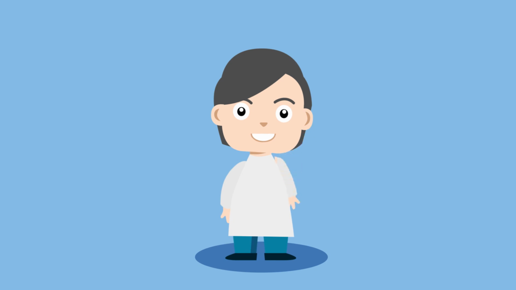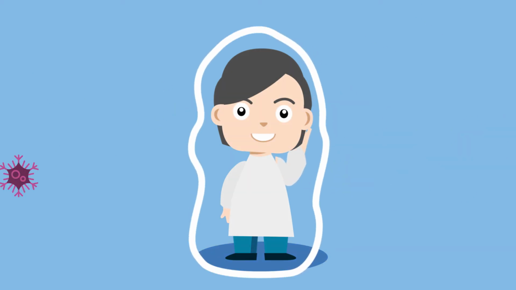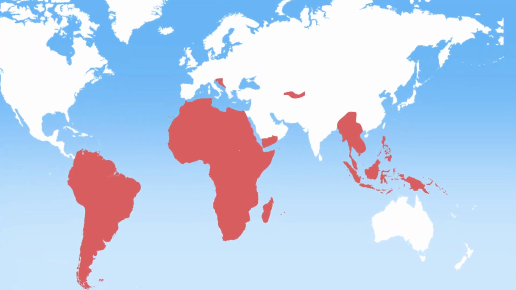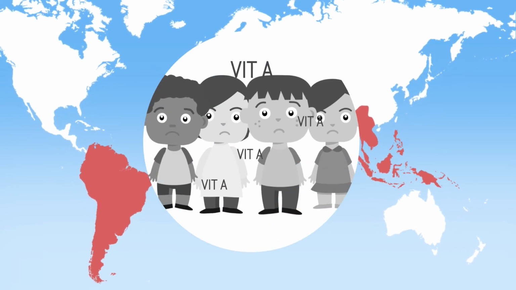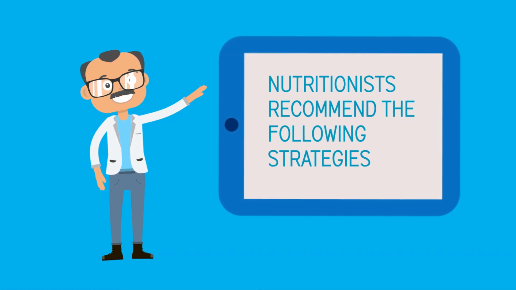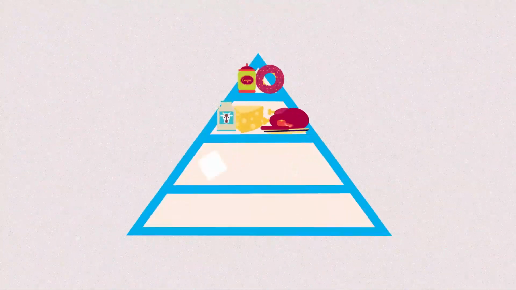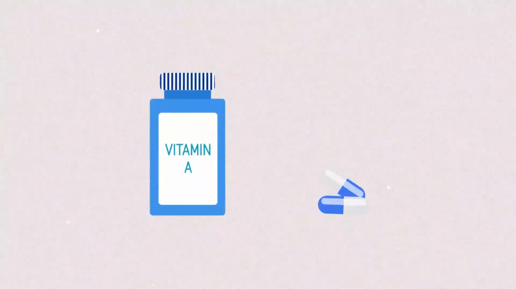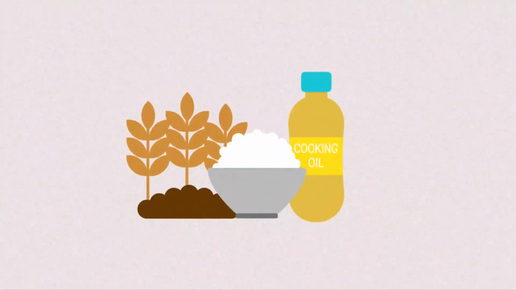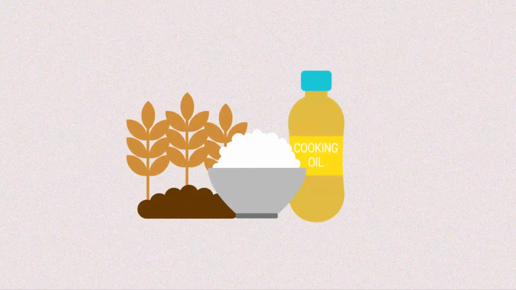Children need adequate levels of vitamin A for good vision and to develop immunity against infections to support healthy growth. But in many low and middle-income countries, access to vitamin A-rich food is limited, and children don't always get enough vitamin A. To address the problem, nutritionists recommend the following strategies: consumption of a diverse diet, supplementation with high-dose vitamin A, and adding vitamin A to foods like rice, wheat flour, or cooking oil in a process called fortification.